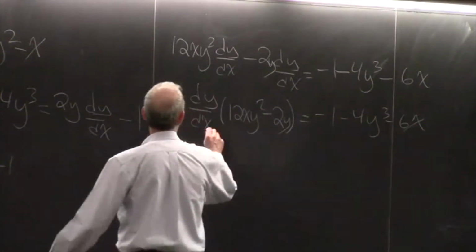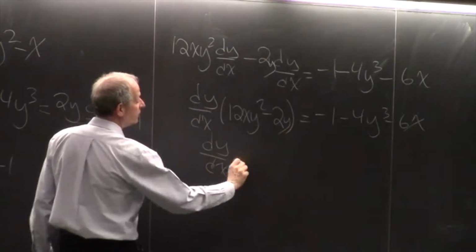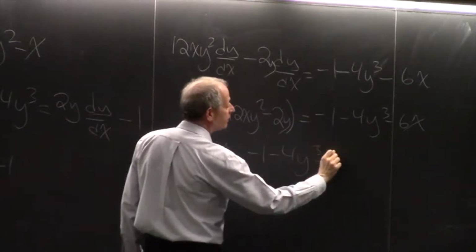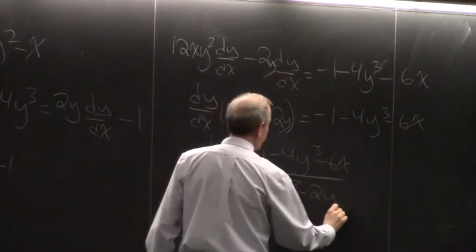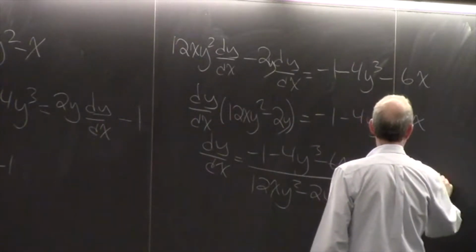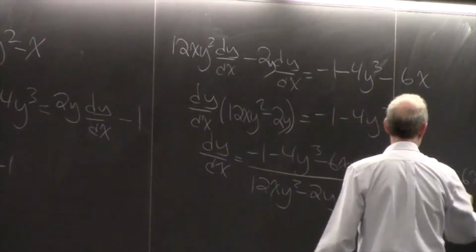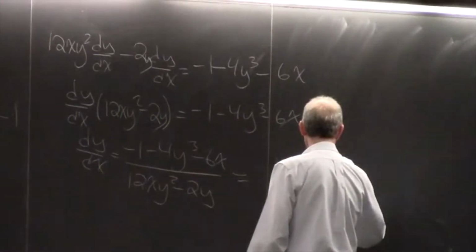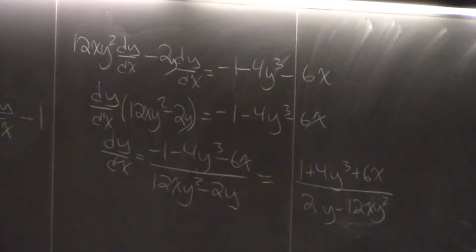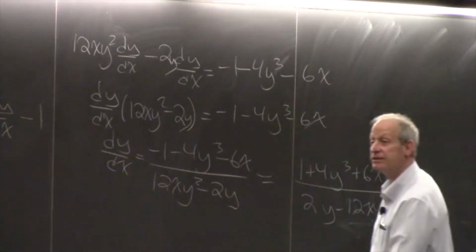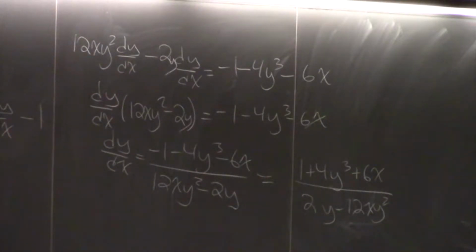And the last step, you divide. You get minus 1 minus 4y cubed minus 6x over 12xy squared minus 2y, or 1 plus 4y cubed plus 6x over 2y minus 12xy squared. Okay? Either way. How do we do on that one? Madison? Yes, okay. So we got some thumbs up? Alright, let's do another problem.